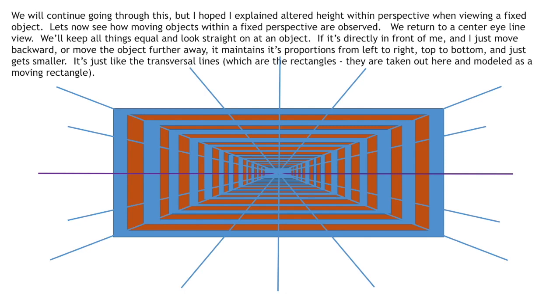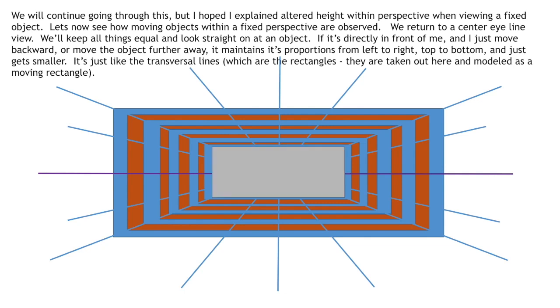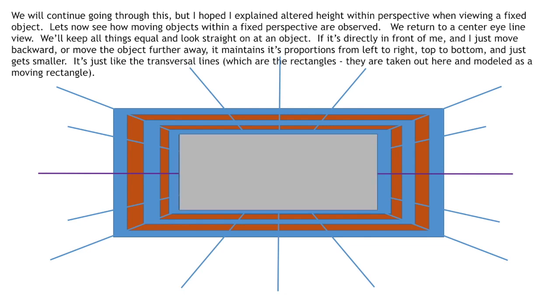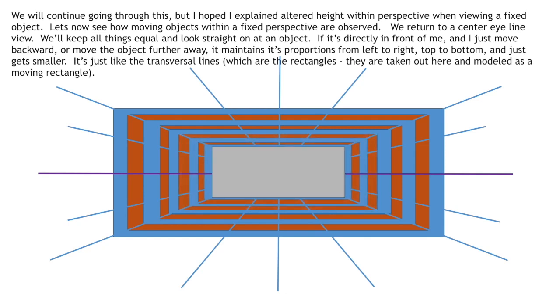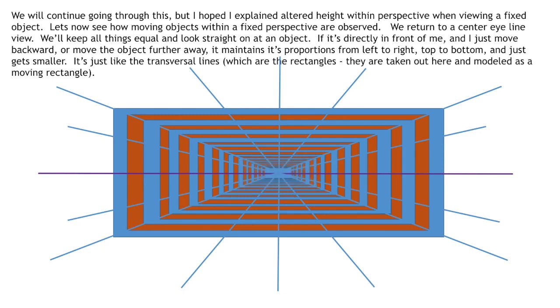It's just like if I put transversal lines, which are our rectangles, and I pulled them out, and they are taken out and just modeled as if they are moving rectangles. So you can kind of see the effect here. They're getting closer, getting closer. They're all in proportion to one another. They're getting further, getting further, all in proportion.